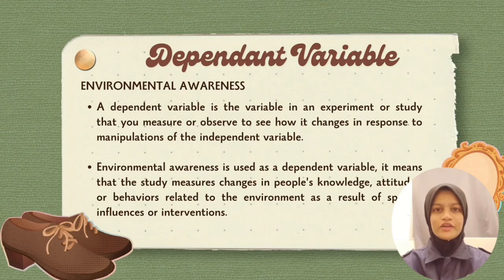A dependent variable is the variable in an experiment or study that you measure or observe to see how it changes in response to manipulations of the independent variable. Environmental awareness is used as the dependent variable. It means that the study measures changes in people's knowledge, attitudes, or behaviors related to the environment as a result of specific influences or interventions.